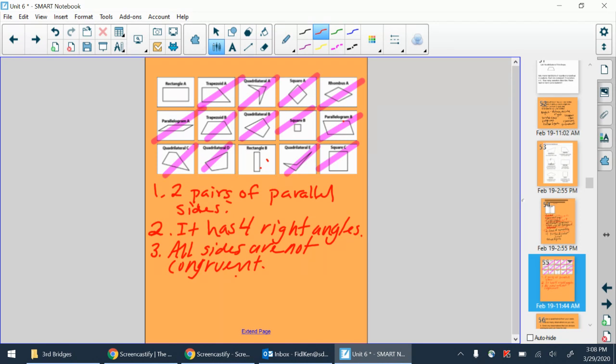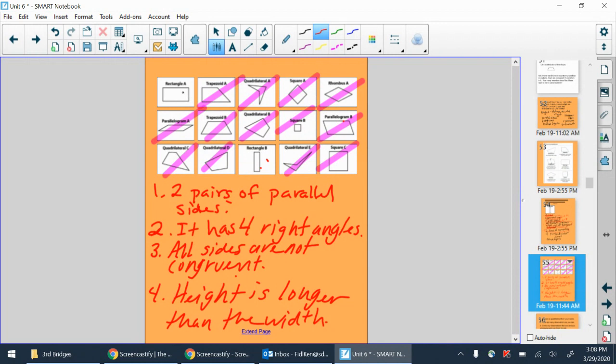So I'm actually going to write something that I didn't write down on my other slide. I think the way to tell the difference between rectangle A and rectangle B is that B is actually taller. The height of it is taller than rectangle A. So I'm going to put down that the height is longer than the width, meaning that it's taller than it is wide.